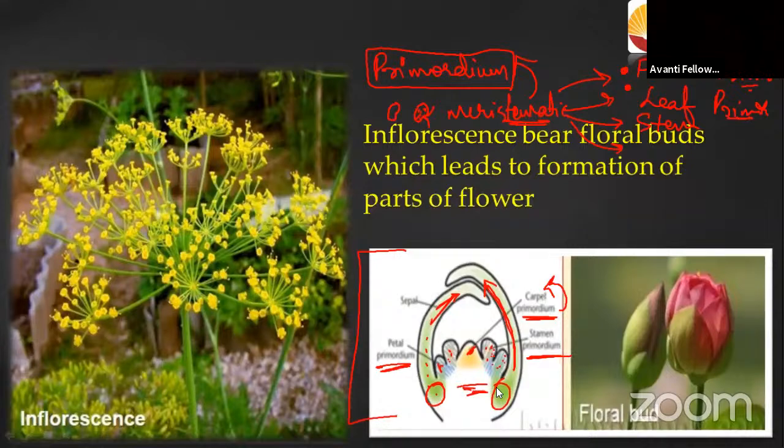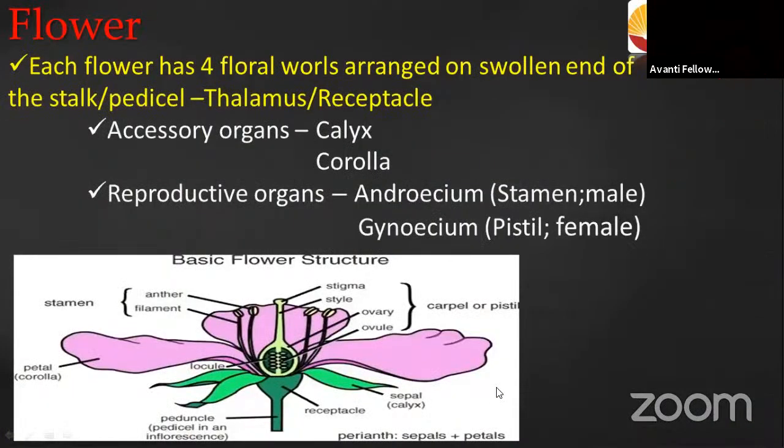Now, in every flower there are 4 floral whorls. They are arranged on a swollen stalk-like structure called the receptacle. Okay, so this is the receptacle.